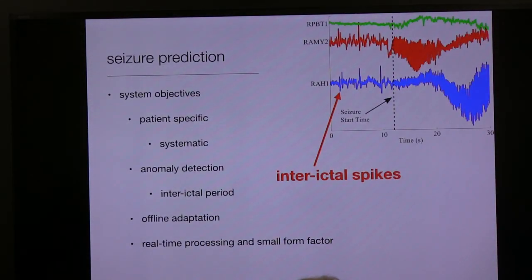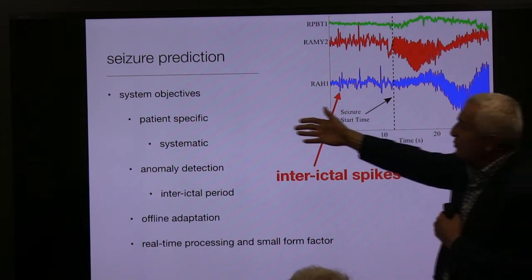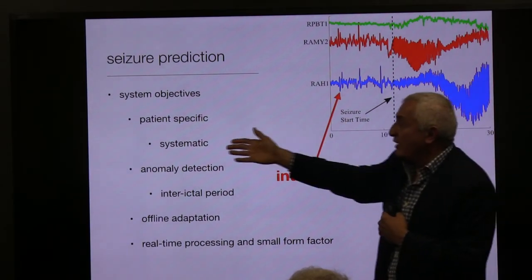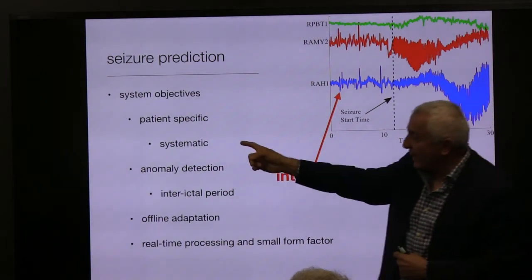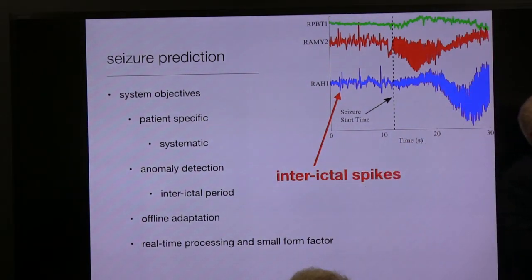And then, based on that, you want to predict the onset of seizure, right? And you want it to be patient-specific, but in a systematic way that adjusts some parameters to that. And at the end of the day, you want to look for anomalies in your data and detect the anomalies that lead to the onset of seizure.